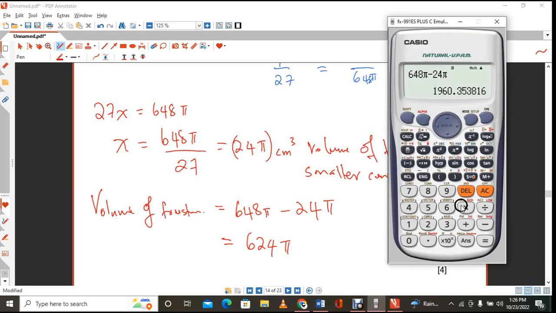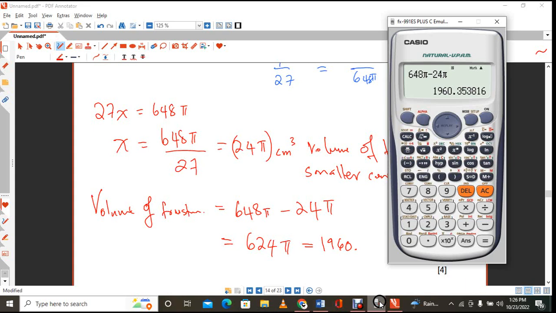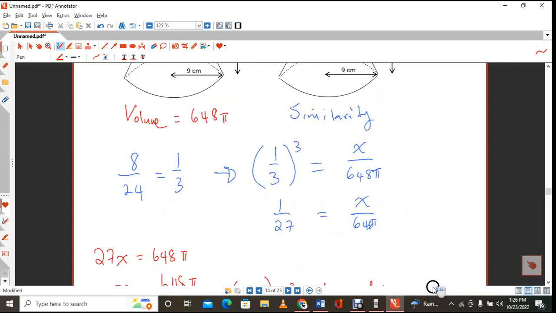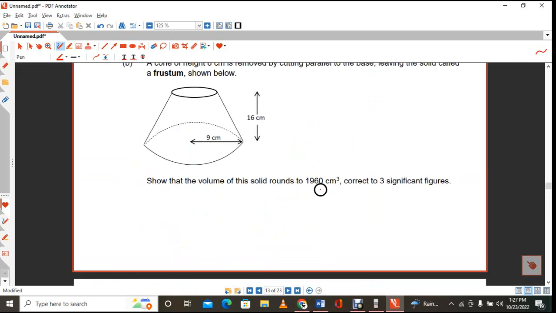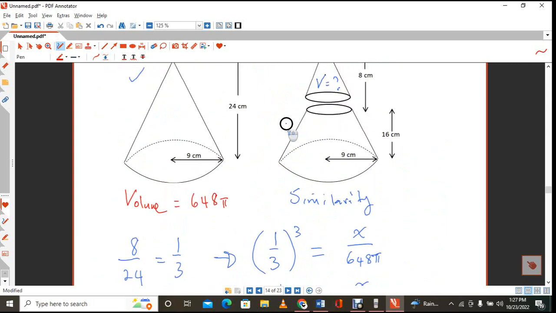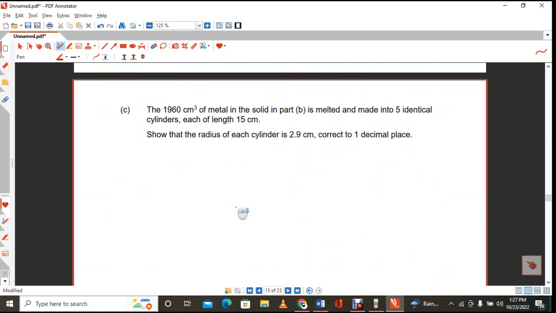What is that equal to? That's 1960.353816. But what does the question say? We're supposed to give this answer correct to 3 significant figures. So to 3 significant figures, it is 1960 cubic centimeters. That is why I do not do premature rounding, so that it doesn't affect my answer. And I was using pi, so I don't have to write down those horrible long numbers I got for my previous answers. Okay, so that is how you look at that question.